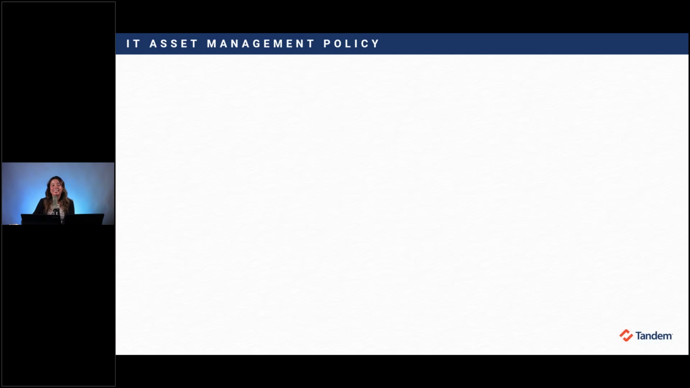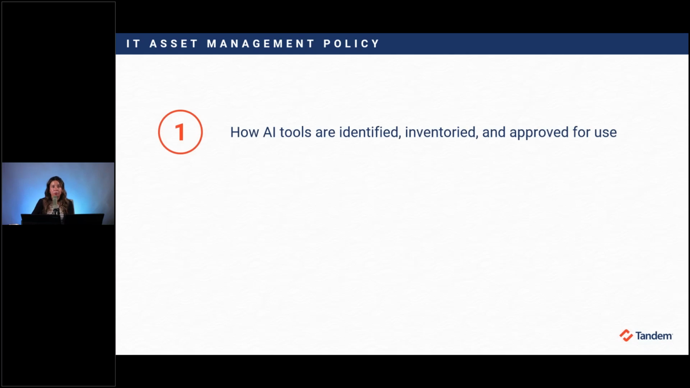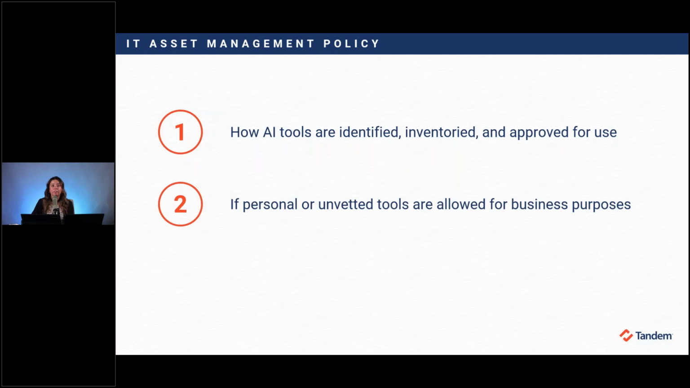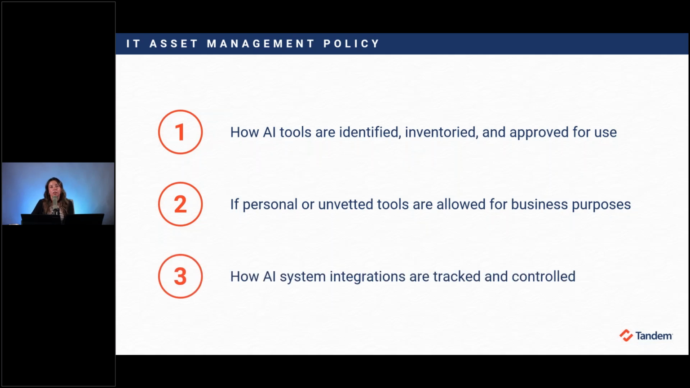Okay, so next is the IT asset management policy. AI tools, especially browser-based and cloud platforms, aren't always treated like traditional IT assets, but I think they should be. Your AI policy can reinforce this by defining how AI tools are identified, inventoried, and approved, whether personal or unvetted tools like free ChatGPT accounts are allowed for business use, and how AI integrations with other systems like your email platforms are tracked and controlled. So treating AI tools as formal assets means they get the same oversight, security reviews, and lifecycle management as any other technology.